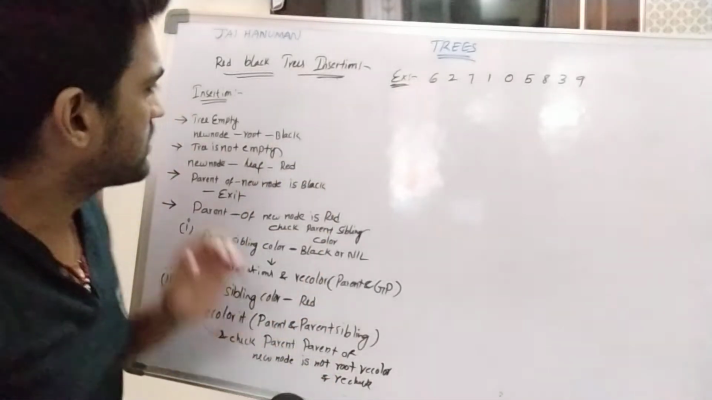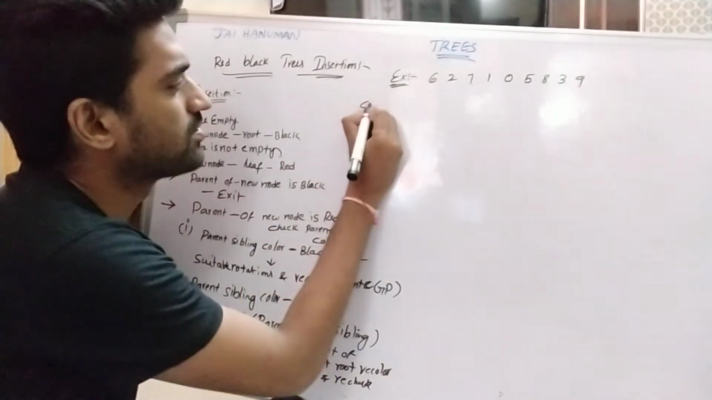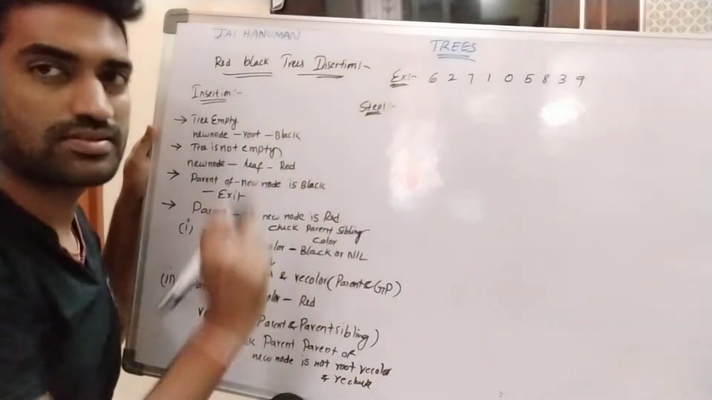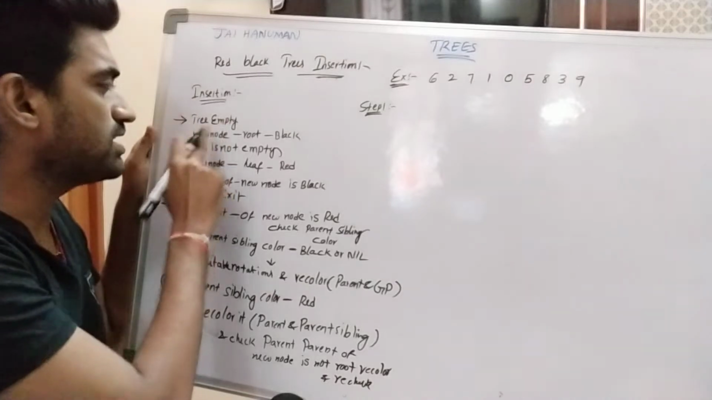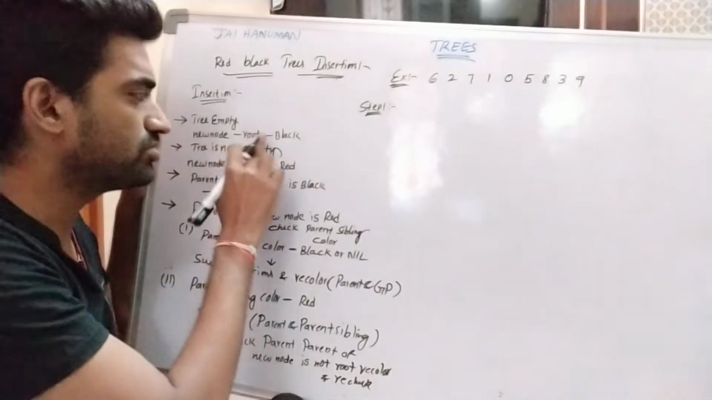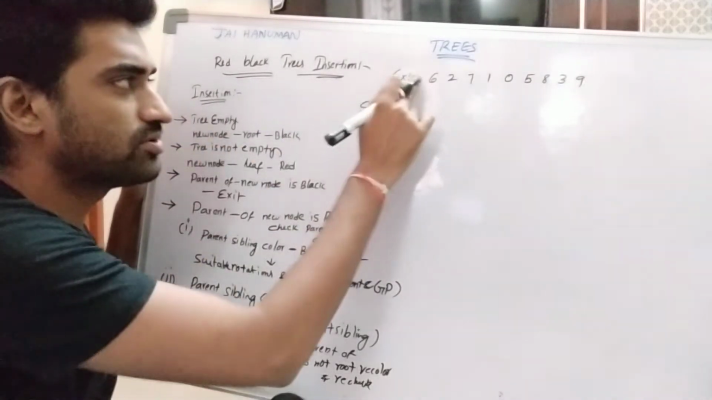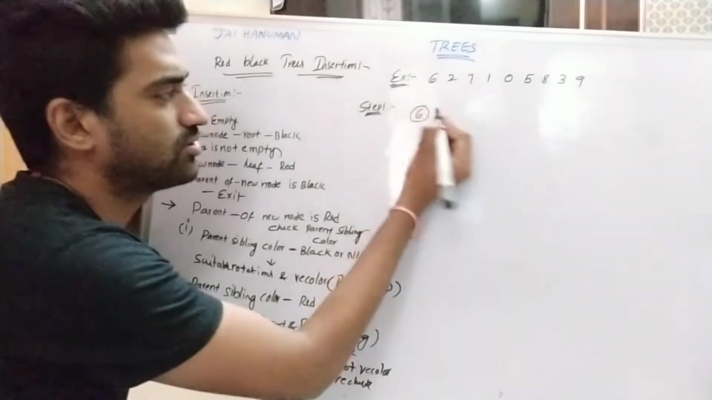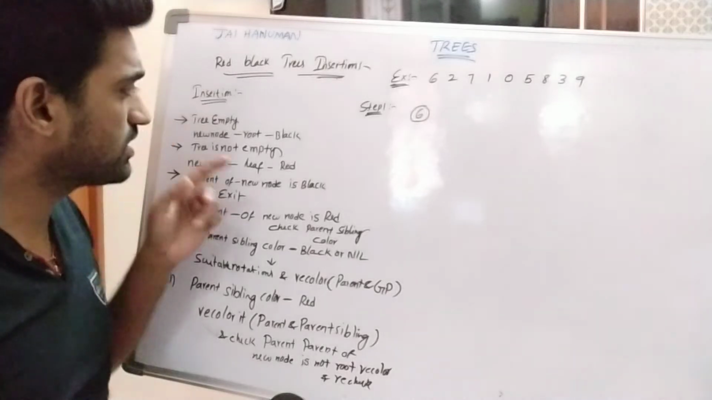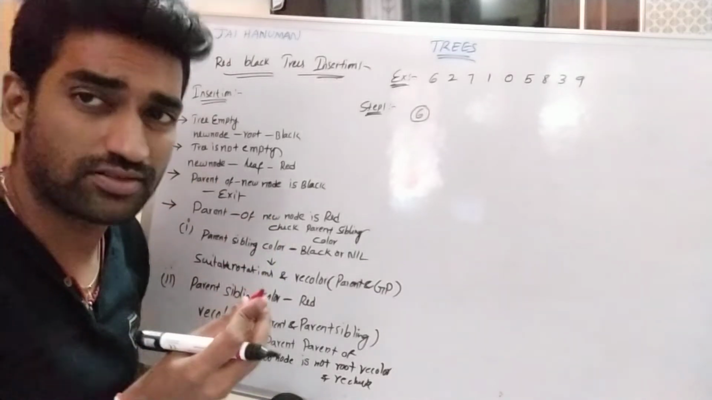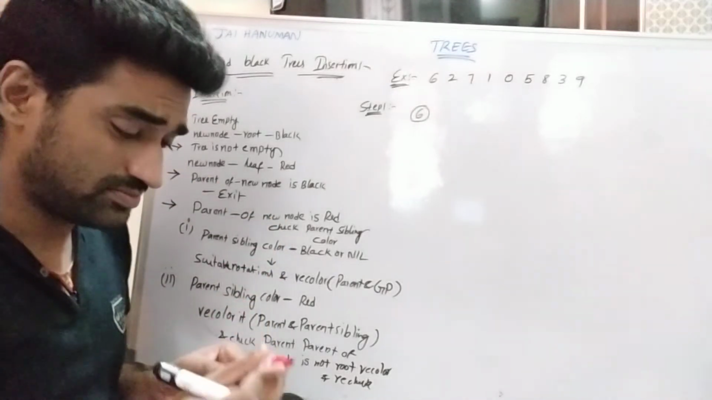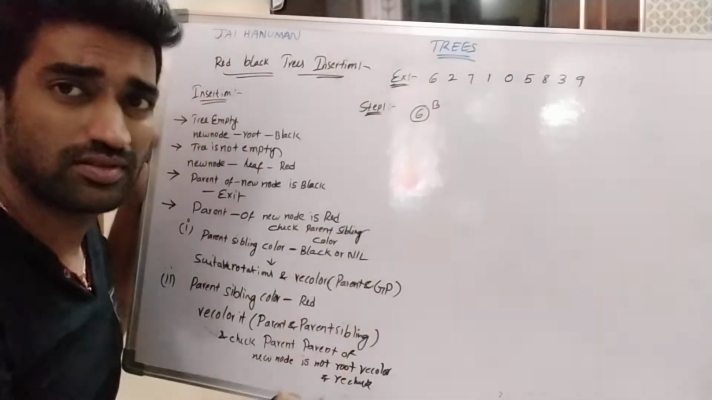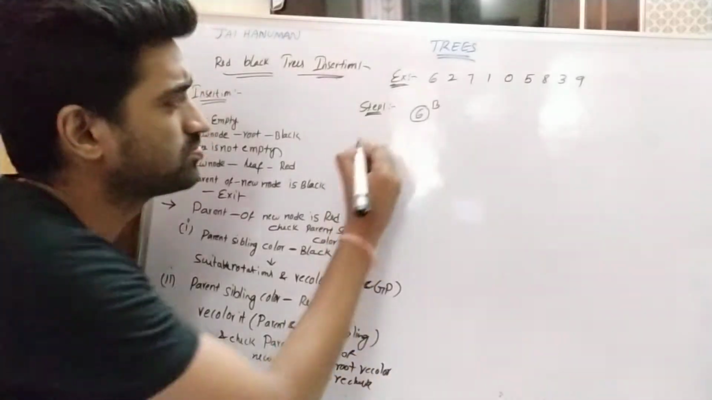So what is the first one? 6. If the tree is empty, the new node is a root node, and that can be treated as a black node. In red-black trees, the root node is always a black node, right? So what is step 2?